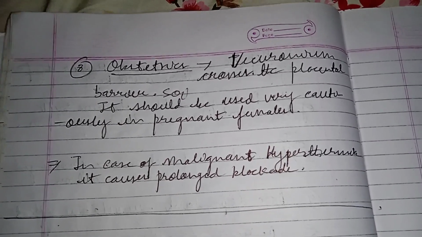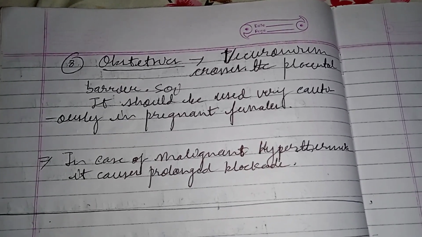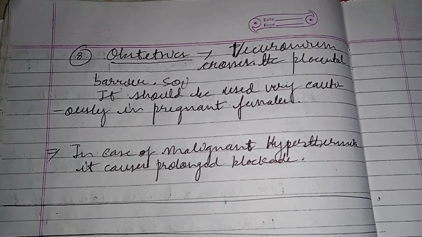VECURONIUM crosses the placental barrier, so it should be used very carefully and cautiously in pregnant females. And the last point here is that in case of malignant hyperthermia it causes prolonged blockade.